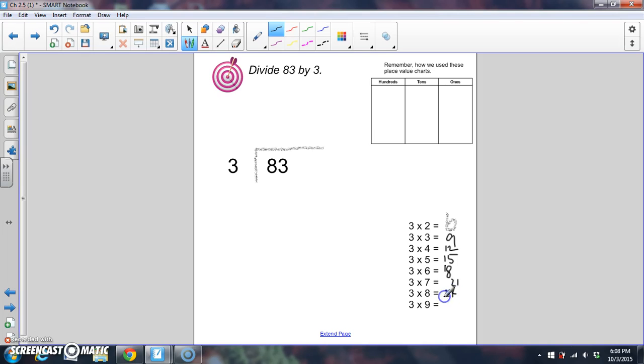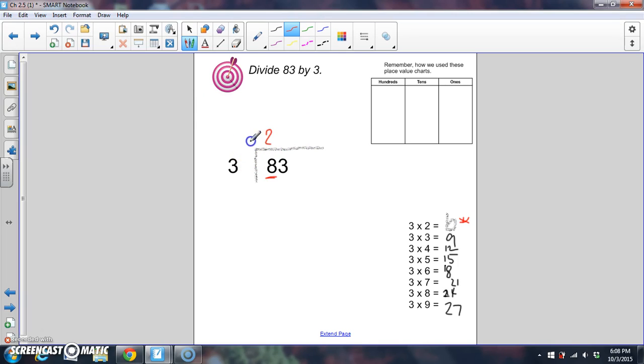It's kind of hard to see, I'm sorry about that. 24. Now that I have written this down, I am able to have a reference before I multiply. So I'm wondering how many times 3 can go into 8. Looking over here, I see 3 times 2 is 6, 3 times 3 is 9. Unfortunately, 9 is greater than 8, so I'm going to have to just stick with the 6, 3 times 2.